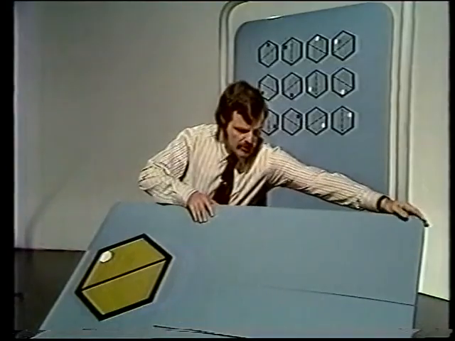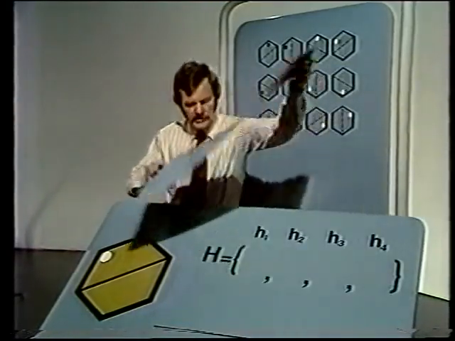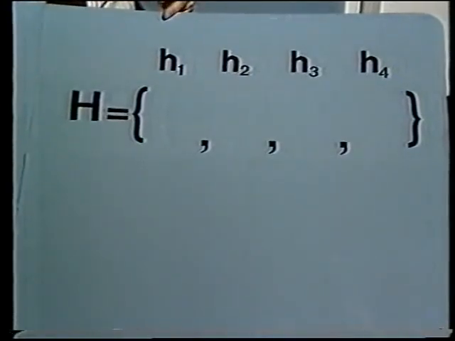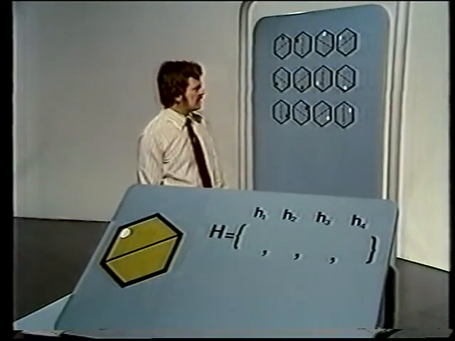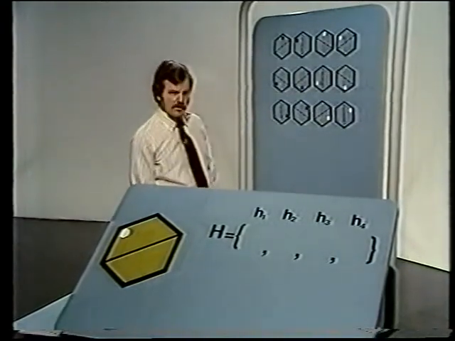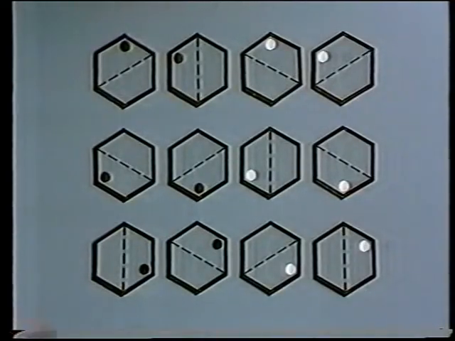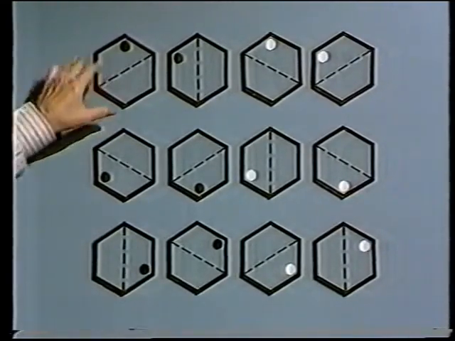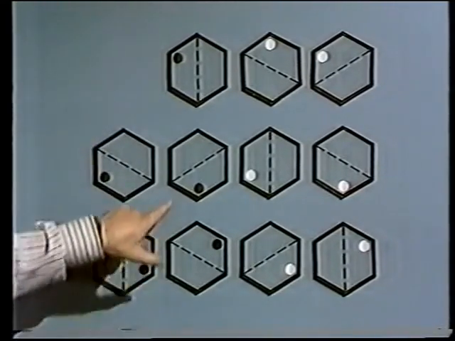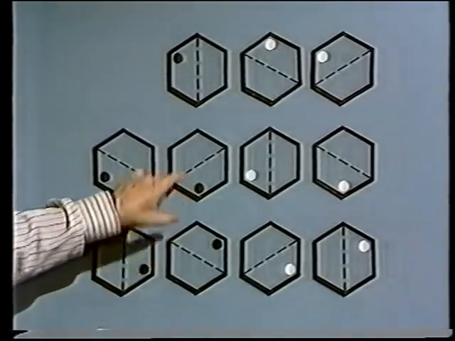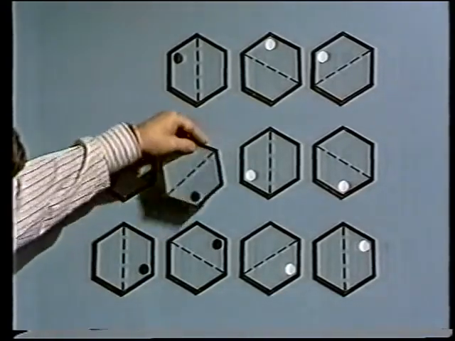If we call the subgroup H, I'll give its elements names: H1, H2, H3 and H4. Now, which elements are they? They're going to be the symmetries of the hexagon which leave the marked diagonal in its original position, which was this position. I can pick them out. Here's the one, that's the identity element. Here's another, the rotation through a half turn.